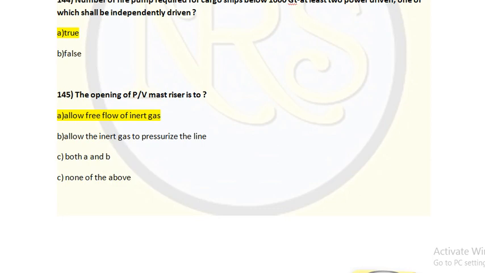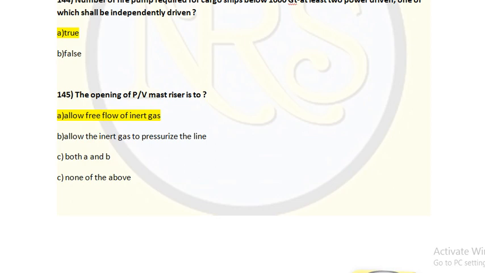The opening of the PV master is to: option A, allow free flow of inert gas; option B, allow the inert gas to pressurize the line; option C, both A and B; option D, none of the above. The correct answer is option A, allow free flow of the inert gas.